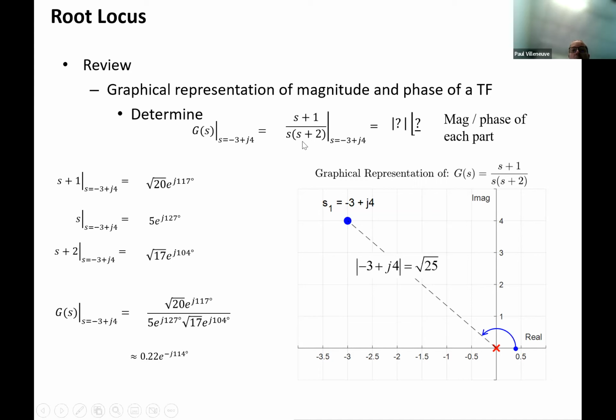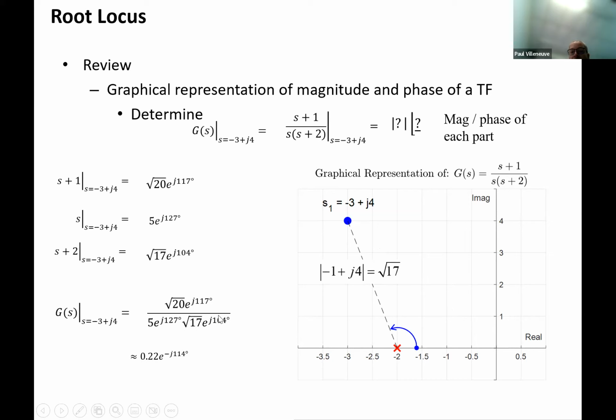We only have one more polar zero to deal with, and that's this s plus 2. So we're going to solve for this magnitude and this angle. Our magnitude is square root of 17, and our angle is approximately 104.